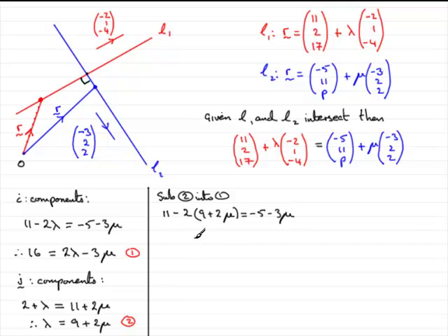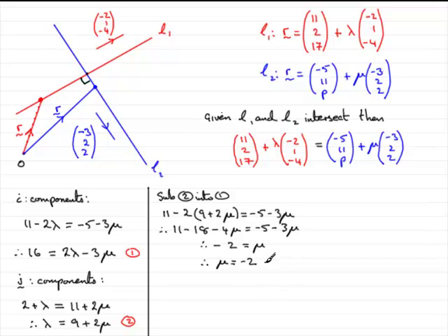So all we need to do is clean this up and solve it for mu. We've got 11 minus 2 nines, which is 18, minus 4 mu, equals minus 5 minus 3 mu. If I clean this up further, let's add 4 mu to both sides and add 5 to the left hand side. So we've got 11 minus 18 plus 5, that comes to minus 2. So we have minus 2 equals 4 mu minus 3 mu, which is mu. Therefore mu equals minus 2.